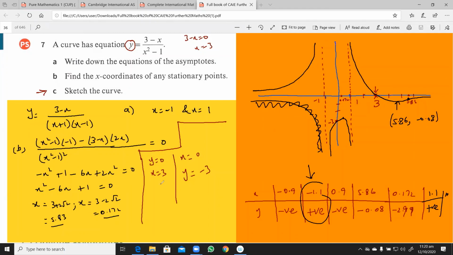Okay, so actually, in the book, they did not even show the turning point for 5.86. This has to be shown. Otherwise, what was the use of finding this turning point?